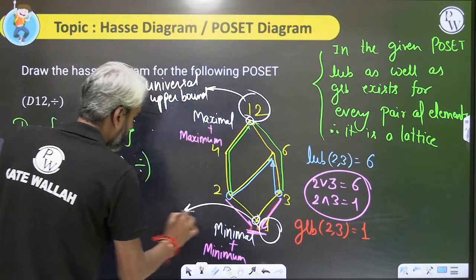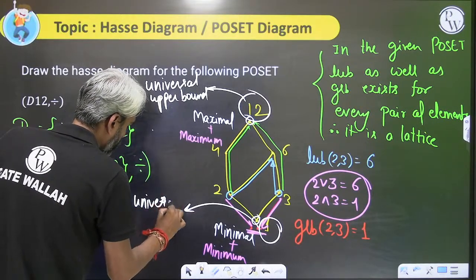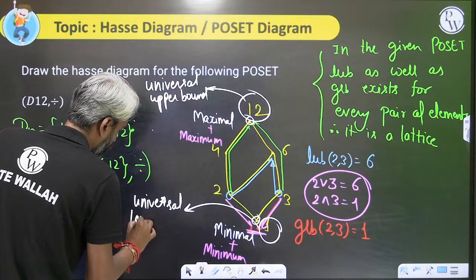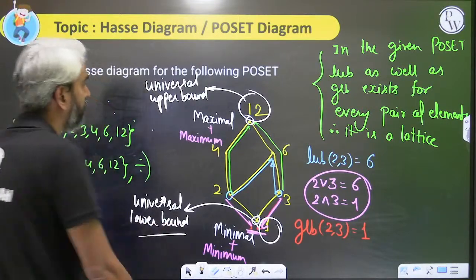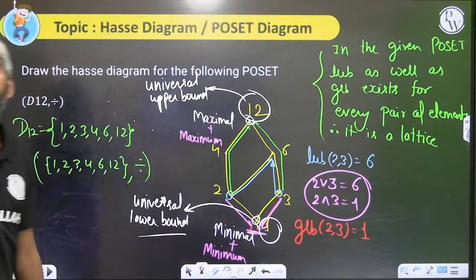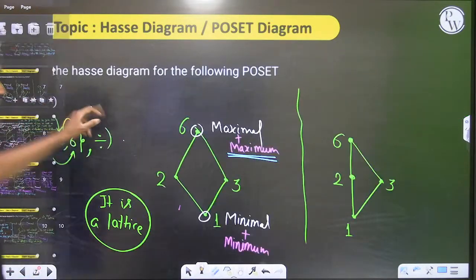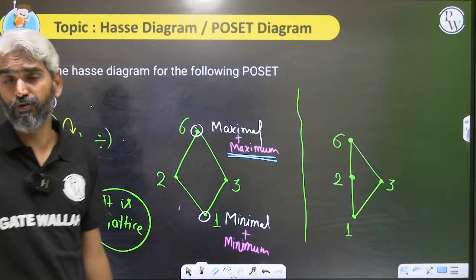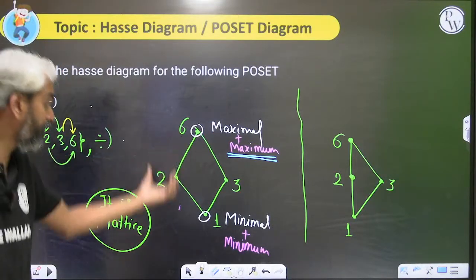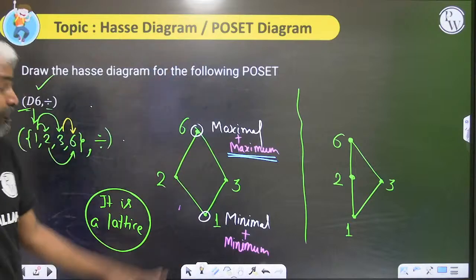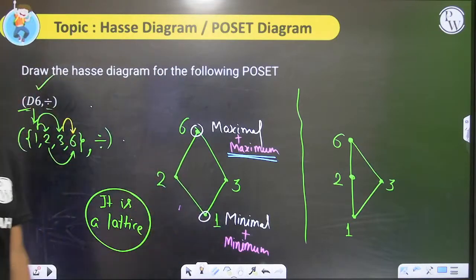And this 1 is the universal lower bound. So same concept. Sir, the maximum element is the universal upper bound, minimum element is the universal lower bound. Another example, sir, this maximum 6 is the maximum element, therefore this is the universal upper bound of the lattice. You can actually check. If you take the least upper bound of any element with 6, it will be 6 itself. If you take the greatest lower bound of any element with 1, it will be 1 itself.